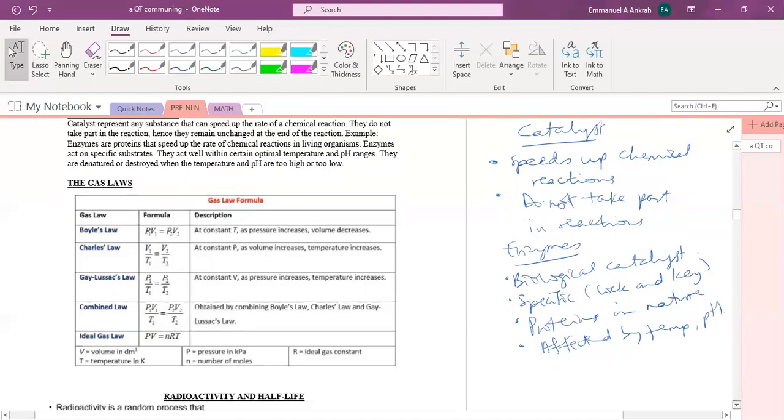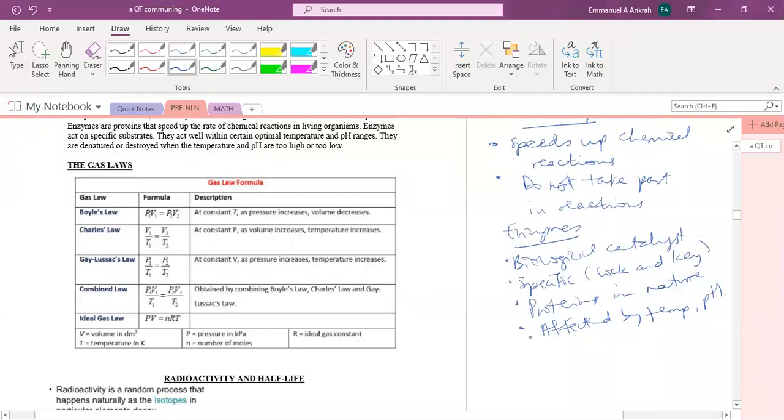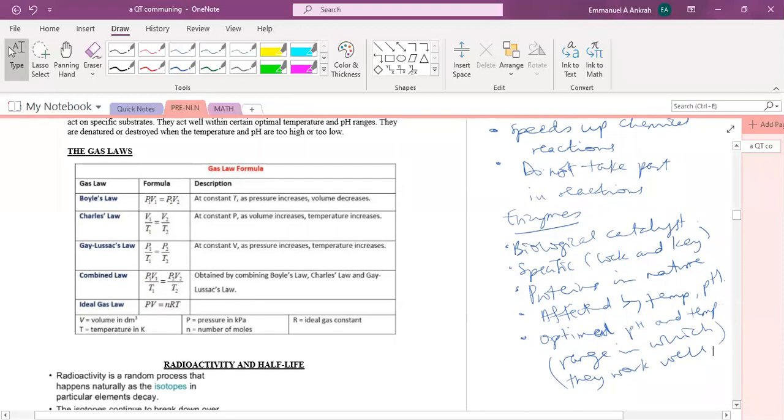So enzymes work well within a narrow temperature range and a narrow pH range. We call that their optimal pH and temperature. Those are the ranges in which they work well. If you go outside that, they're not functioning well. If you go way above those ranges, it is going to destroy them and so on. Okay. So that's how the enzymes work.